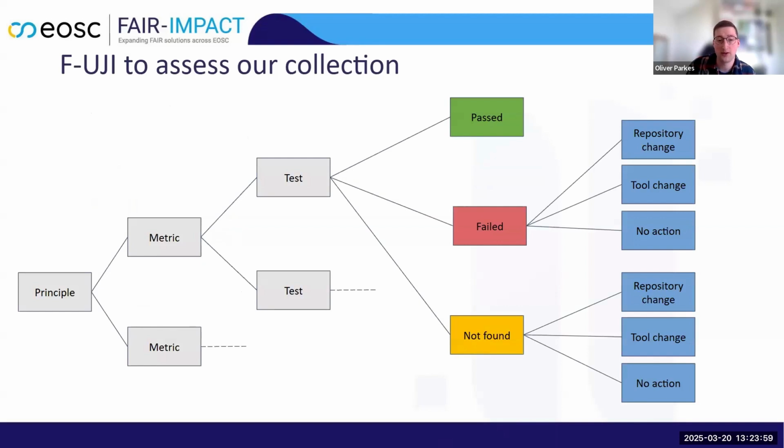So after we'd collected all our JSONs, all our results, we started to think about how we might analyze them and make the result more than just a score. I think this sort of graph is a good visualization of our thinking. So as Robert mentioned, F-UJI starts at the FAIR principle. It breaks these down into metrics, so each principle can have one or more metrics. And then these metrics are broken down into tests, so each metric can have one or more tests.